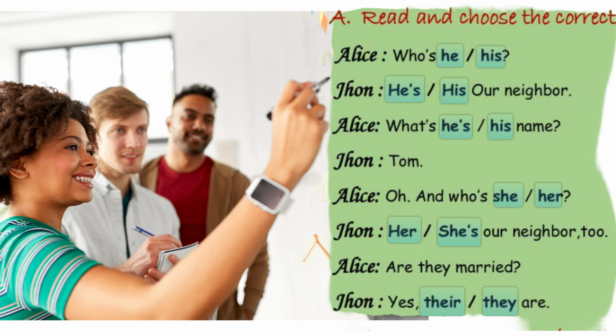Alice then replies, what's his name? Or what's his name? Joan will reply, Tom. Alice then says, oh, and who's she? Or would she say, and who's her? Joan responds, her's our neighbor too. Is that correct? Or she's our neighbor too. Alice follows up with the question, are they married? Joan responds, yes, they are, or yes, there are.